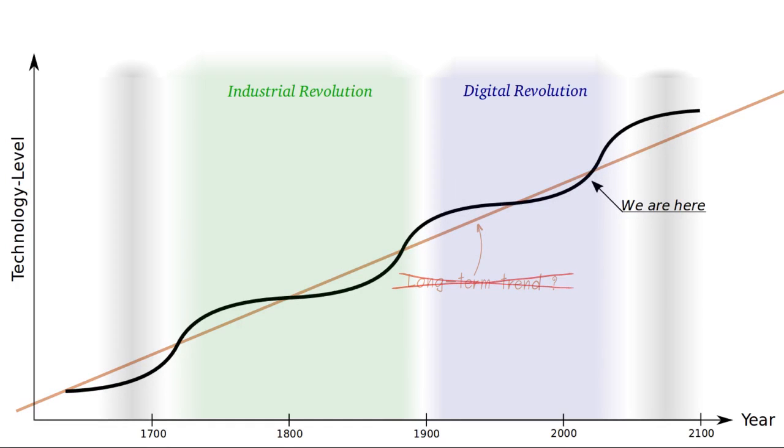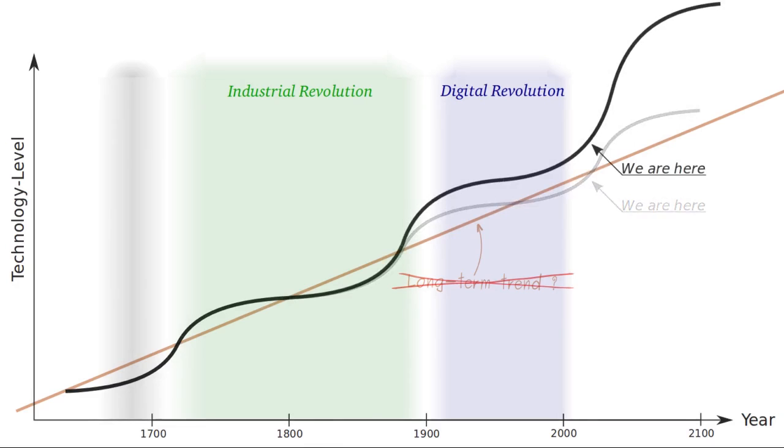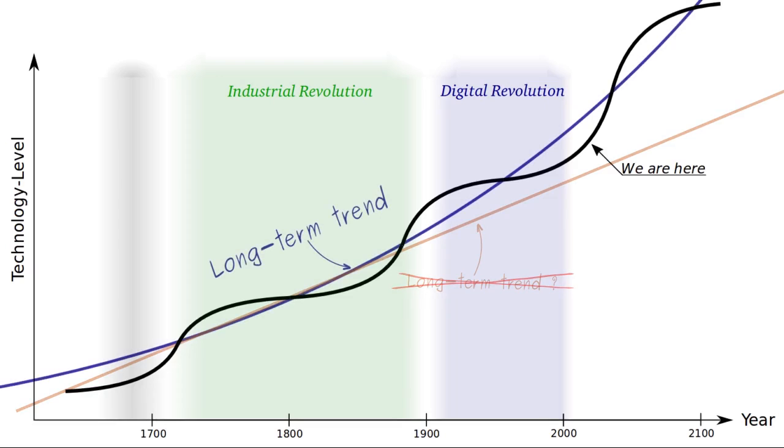Which means that the digital era, for example, is shorter than the Industrial Revolution. And also the actual rise in technology level is in each new cycle larger than in the previous one. This leads us to an overall exponential trend in long-term development rather than a linear one.